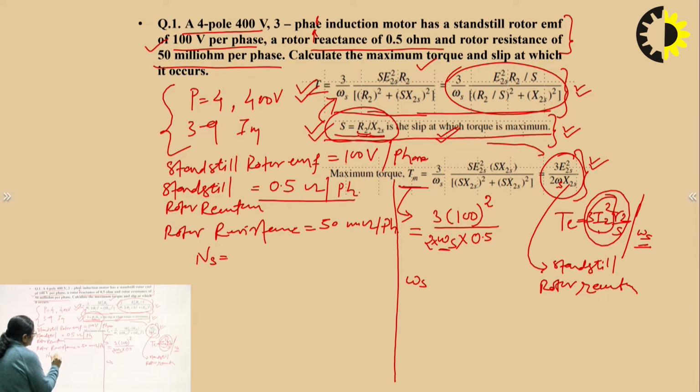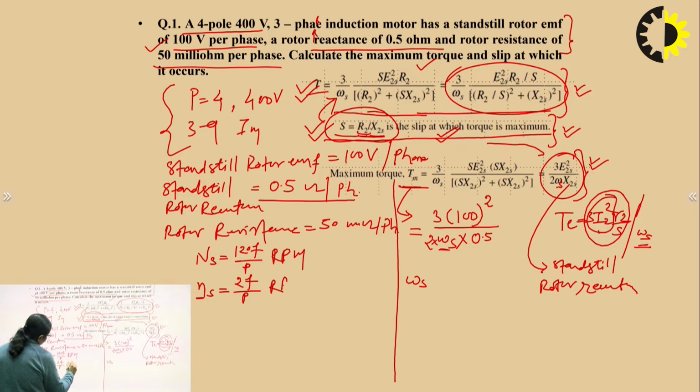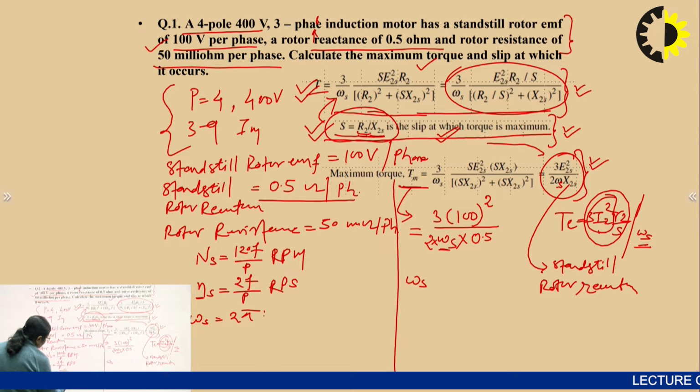So in RPM, NS equals 120 F by P. In RPS, lowercase n s is used over here. It can be written as twice F upon P. This is in revolutions per second, and omega S is nothing but the same speed in radians per second. So it is twice pi ns, where ns is the speed in revolutions per second. ns can be written as twice f upon p.